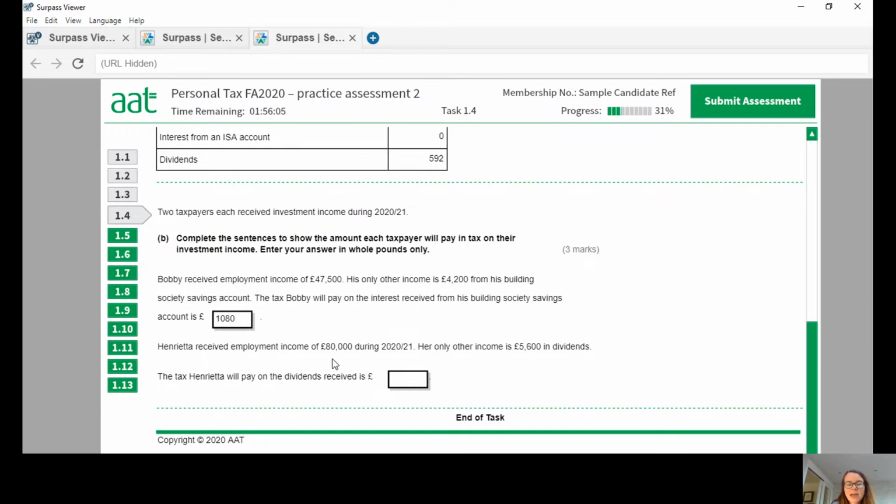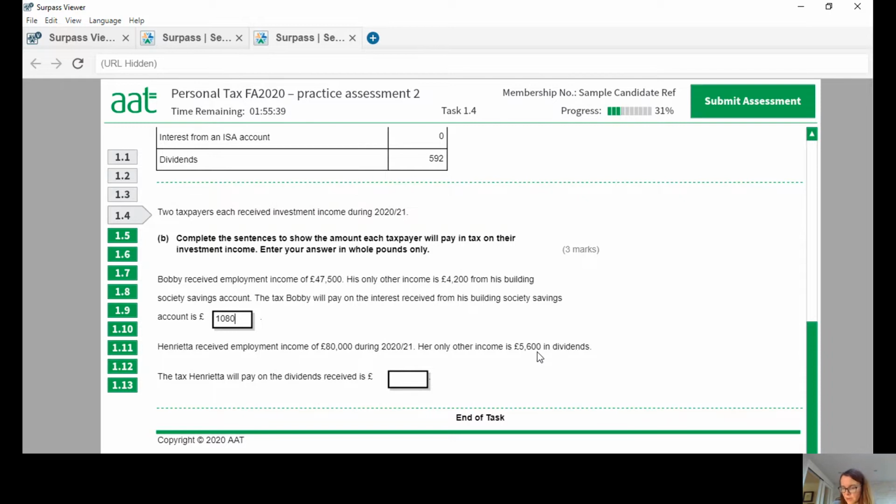Henrietta received employment income of 80,000 during 2021. Again, it's employment income, so that's before the deduction of the personal allowance. Her only other income is 5,600 in dividends. Right, so even subtracting the personal allowance here, she's still going to be a higher rate taxpayer. So this one's a bit more straightforward.